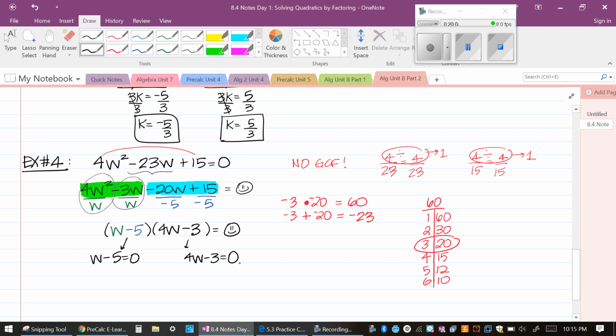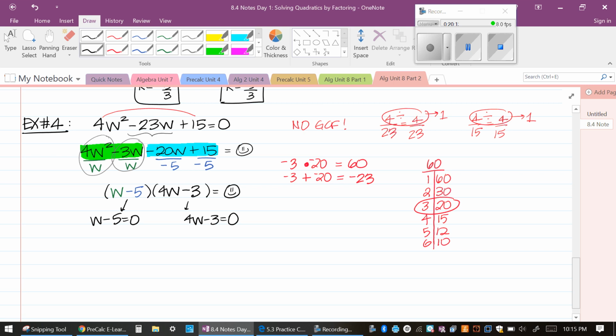Pause the video, solve each one, and then unpause the video to check your answer. I hope you're not just copying me. I hope you pause the video like I asked you to. And those are the two solutions. W equals 5 and W equals 3/4.